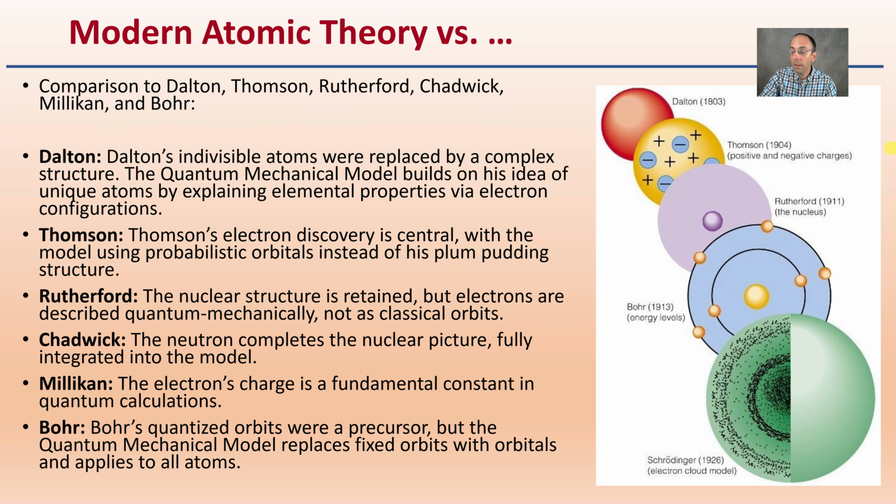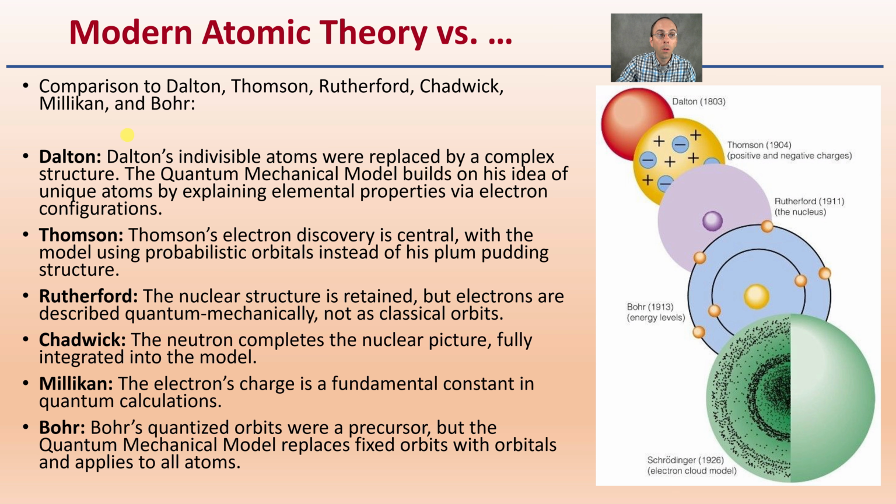Now, how does this relate to atomic theory overall? In comparison to Dalton, Thomson, Rutherford, Chadwick, Millikan and Bohr, we have this building on all of those. This is our final model, tying all those previous concepts in. Dalton's indivisible atoms were replaced with a more complex structure. He had the solid billiard ball concept. Thomson's electron discovery was central, with probabilistic orbitals replacing his plum pudding structure, instead of having those electrons embedded in a more solid structure.